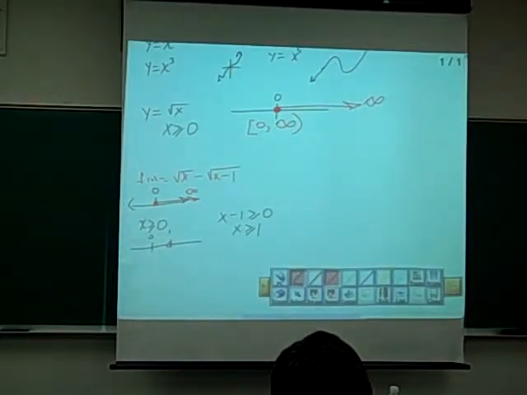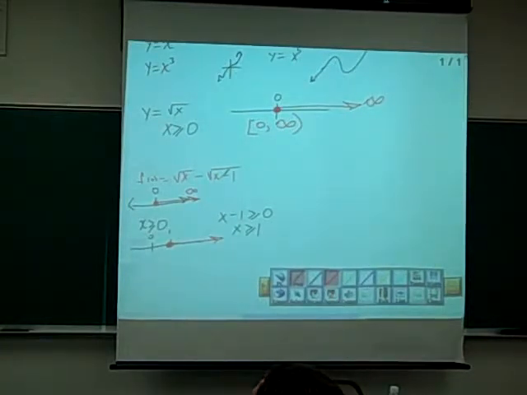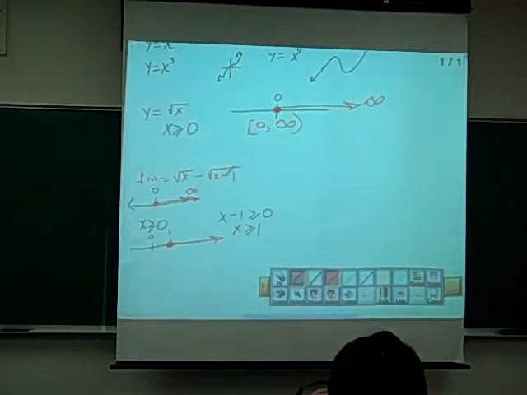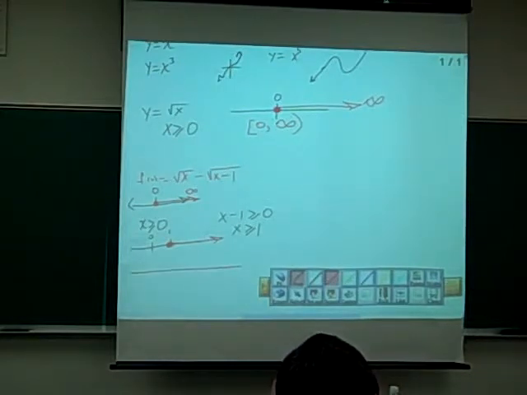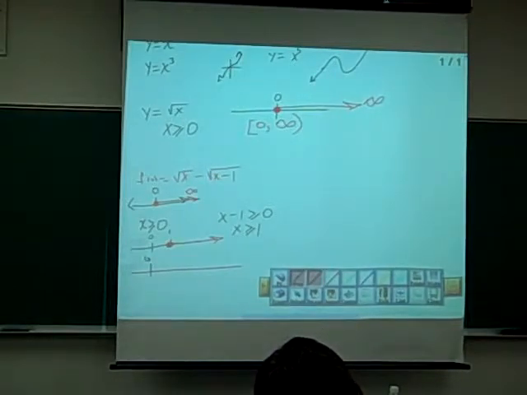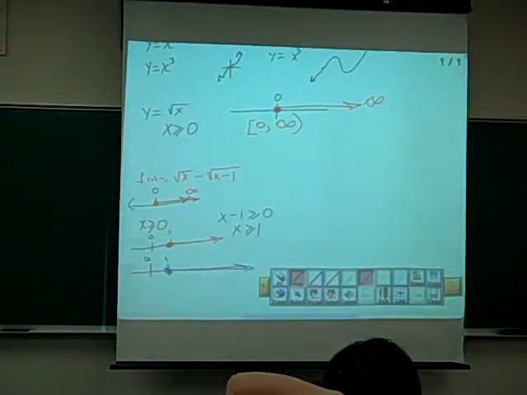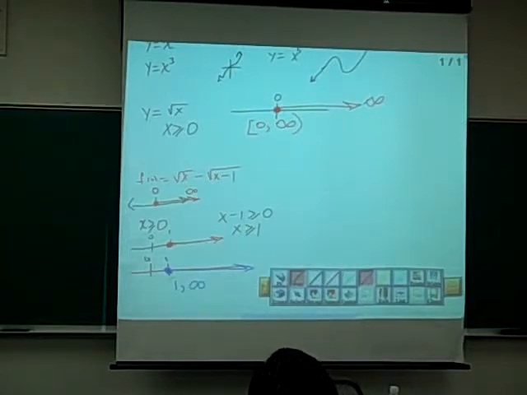Now this one, you cannot have anything less than 1. Why? Well, what if you have 0 in here for x? Then what you end up with? Negative 1, right? You get a negative radicand. So in that case, your domain cannot be anything less than what? 1, right? So therefore, that means your domain has to be from 1 to infinity.